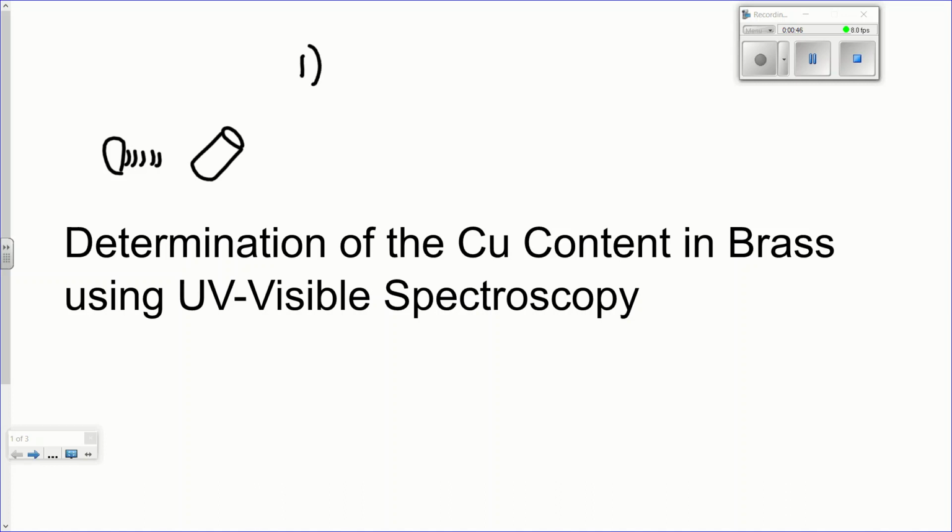The first requirement is that this object is going to get destroyed. So don't bring something you really care about. 2, it has to be pure brass. So if there's anything in your object that is not pure brass, you can't bring it because we're going to be reacting the brass with nitric acid. And if there are any impurities, we don't know how that's going to react with the nitric acid. So we don't want to have any impurities in our solution.